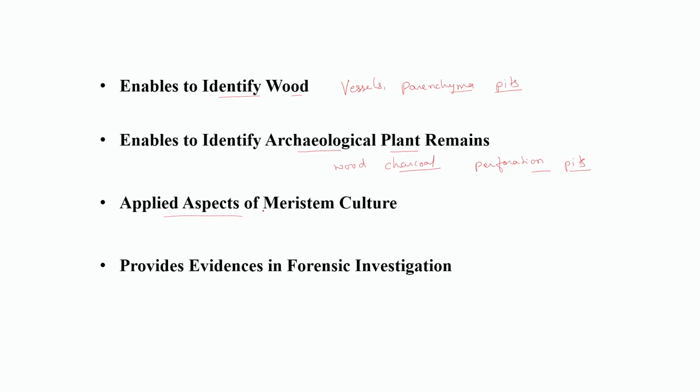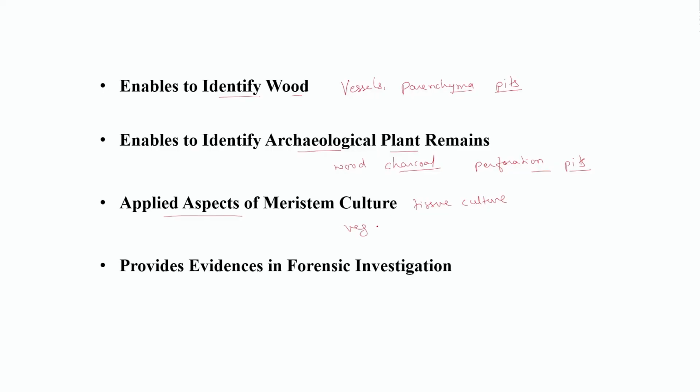Sometimes anatomy is used in tissue culture technique also. You can identify meristematic cells and culture them for vegetative propagation, for producing clones of that plant. Many times meristem culture produces virus-free plants, and it produces clones, because the cells divide so fast that viruses don't get time to replicate. So you can have a virus-free plant when you are using meristem culture.